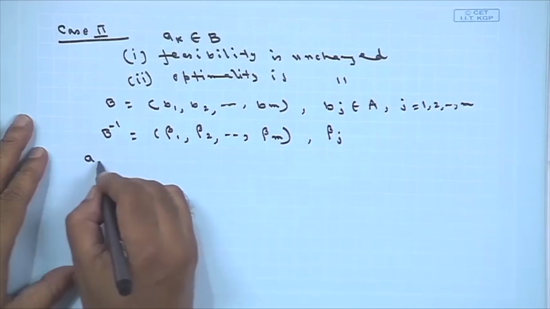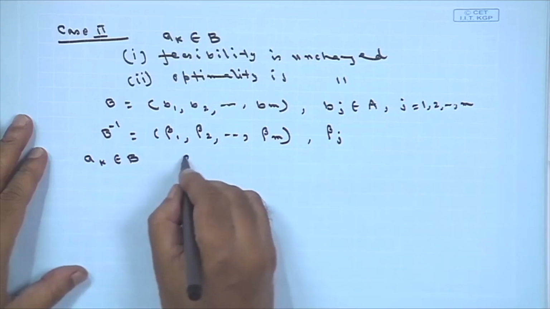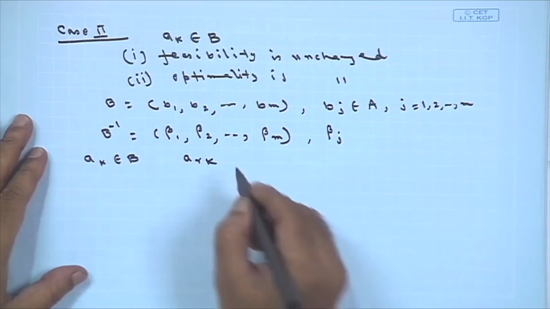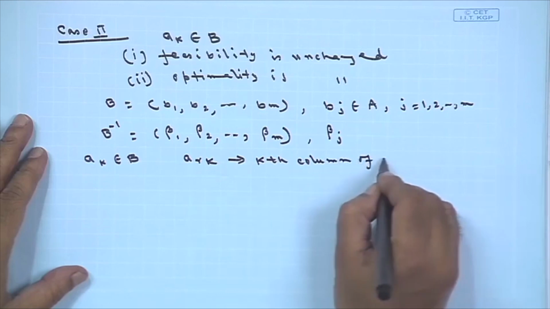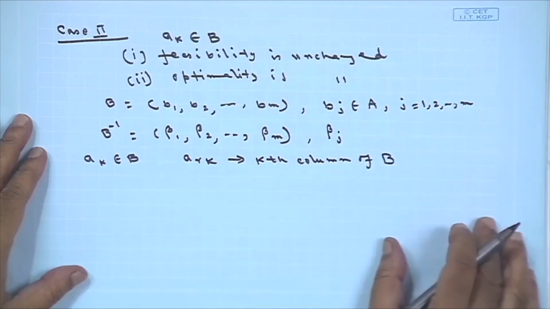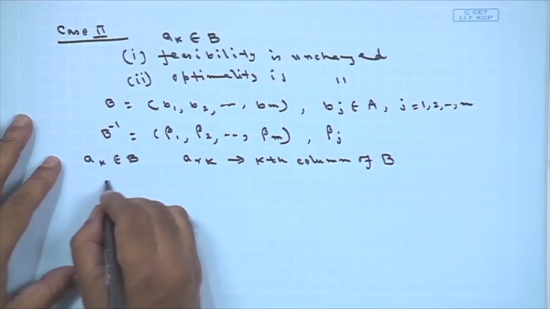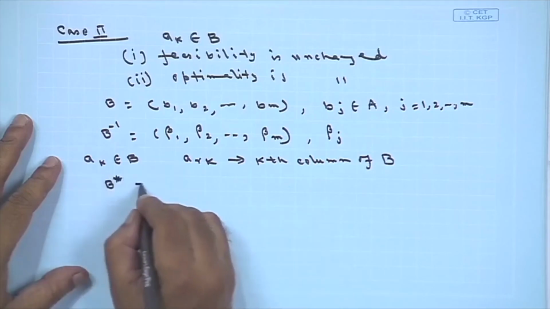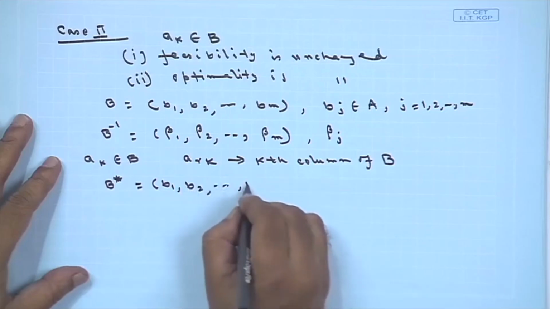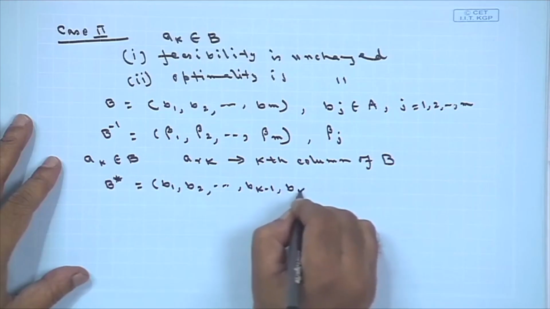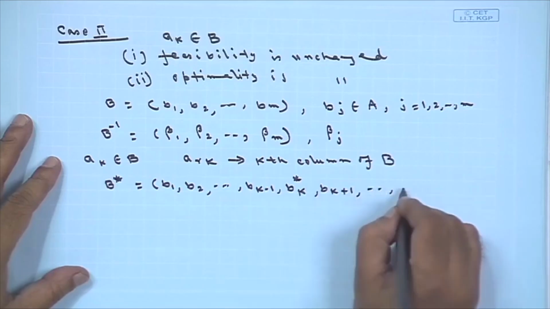Now, since your A k belongs to B, we are doing this case. So, if I make a change in A r k, what will it affect? It will affect the kth column of B. So, there will be a change from B to B star, and B star I can write as B1, B2, like this way, B k minus 1, say B k star, B k plus 1, and like this way B m.